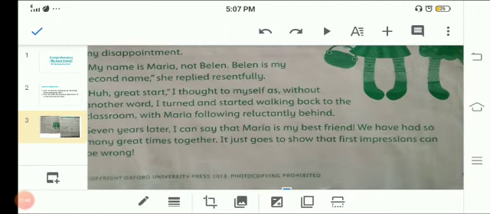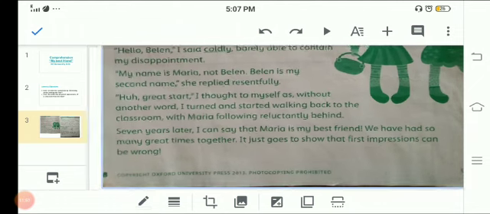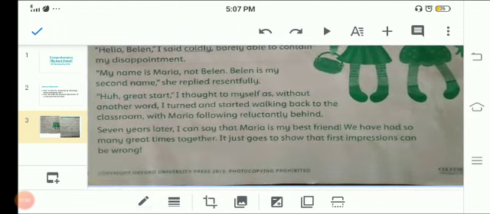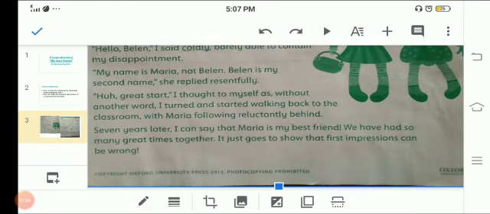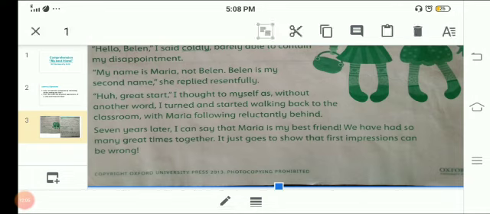Whenever you see a person for the first time and you judge her, so we cannot judge a person by her first impression or his or her physical appearance, that how is the person. So that is the message in the comprehension, that first impressions can be wrong sometimes.